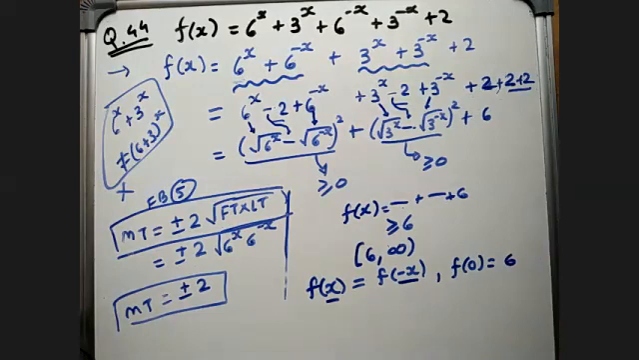Okay. Because for all the other values, if you put any value after 0, say 1, it will give a value greater than 6. Same with negative values. So its minimum value will be 6.